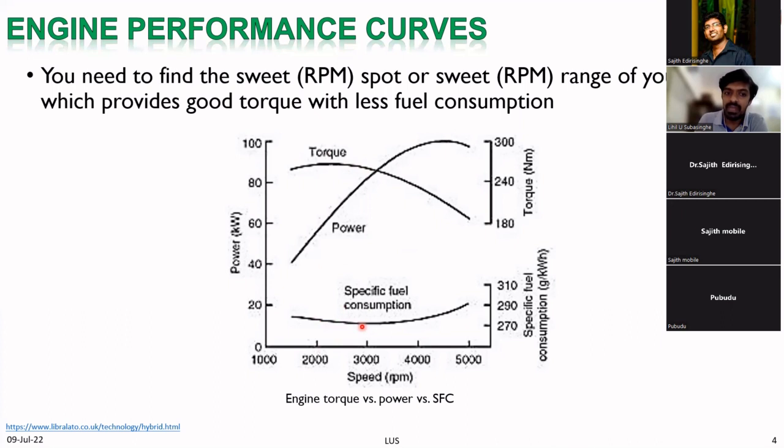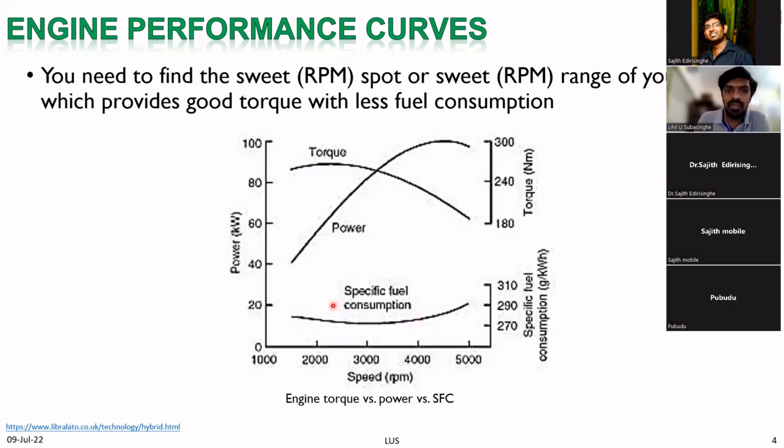If you think about the 3000 to 4000 range, you can see that within that range, the fuel consumption gradually starts increasing, and simultaneously you are losing the torque as well. So while losing the torque, increasing the fuel consumption is not actually good.